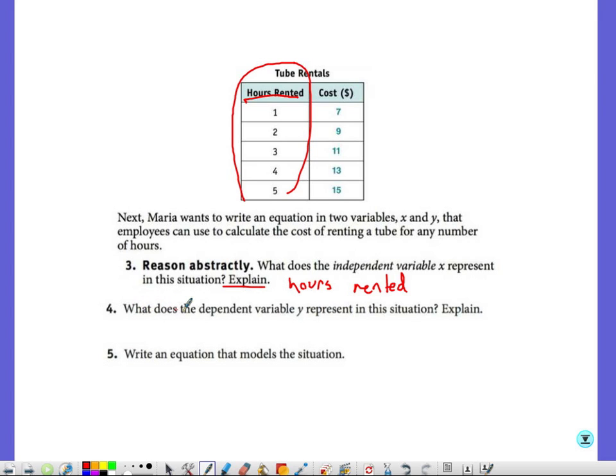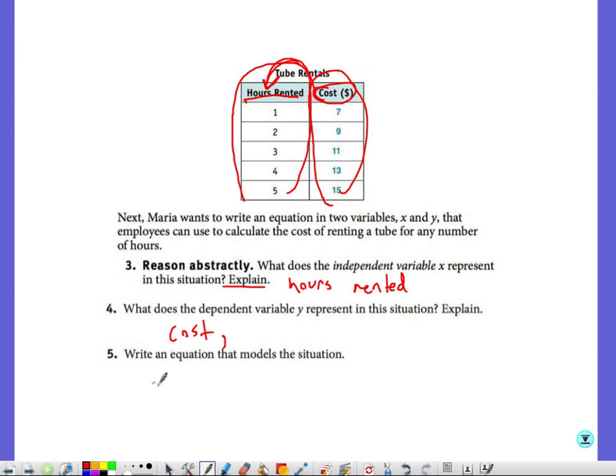Now, number 4, what does the dependent variable y represent in this situation? Well, that is represented by the second column, which is the cost. Now, why is it called the dependent variable? Well, the cost depends on how many hours you rent a tube, and that's why it's called a dependent variable.